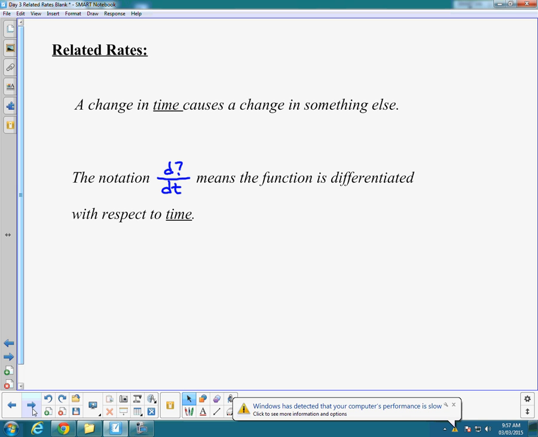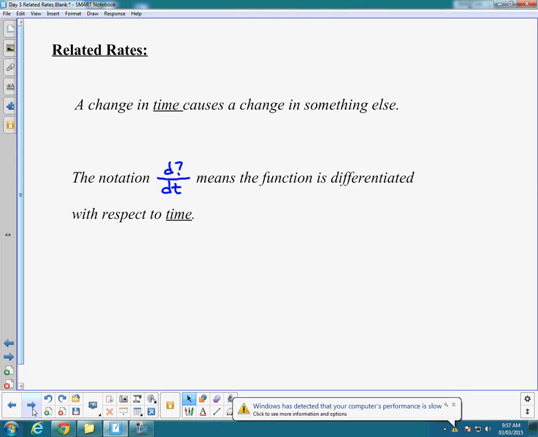So it could be a change in distance, which would be dd over dt, or if we use the displacement, the s from yesterday, it would be ds by dt. Or it could be dv by dt, which is a change in velocity with respect to time, and that would be acceleration. But it could be all sorts of other things, and you'll see that in the other examples we're going to do today.